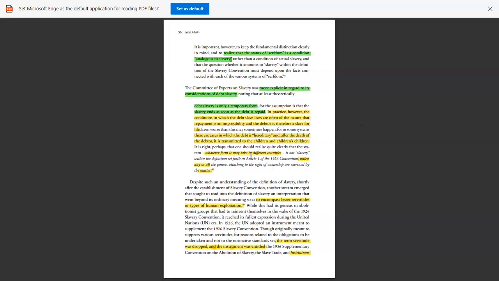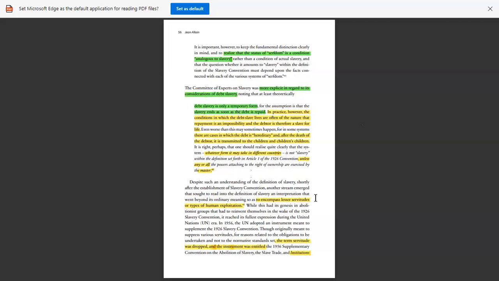So whatever form it may take in different countries, unless any or all of these powers are exercised by the master. So again, debt slavery is one of those forms that it takes, depending on the country. If there is any or all of the powers, so we can even drop the all. If there are any of the powers that surround ownership being exercised by the master, no matter what form it takes, then it's some form of condition like slavery.